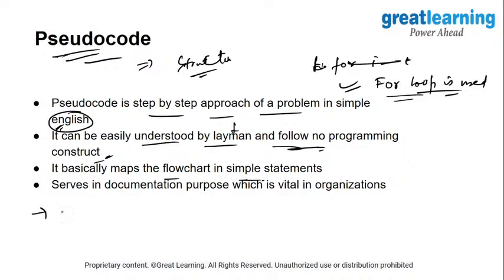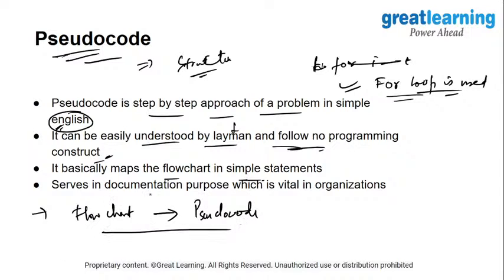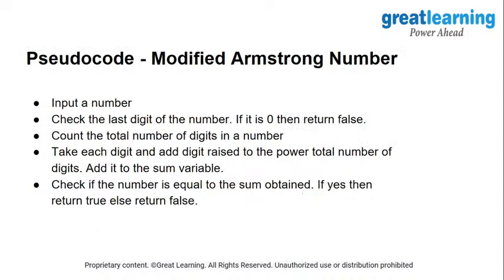Now we will be mapping this flowchart with the pseudocode. Right? With this pseudocode, we'll be mapping this flowchart. It serves a documentation purpose, which is vital in organizations. This is just an application. So now, what will be the pseudocode?